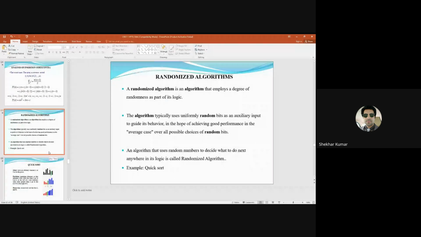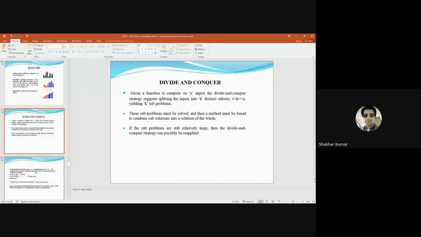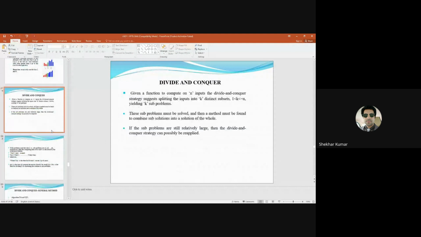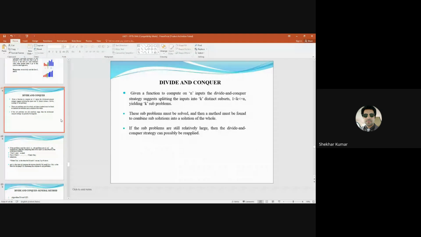This is now according to your syllabus. Next is your divide and conquer approach. Actually, this PPT is based on your BTech student syllabus. In divide and conquer approach, I divide the problem into different subproblems until it becomes minimum.